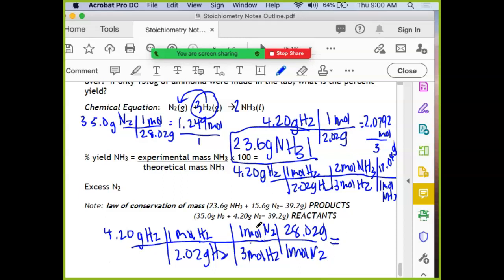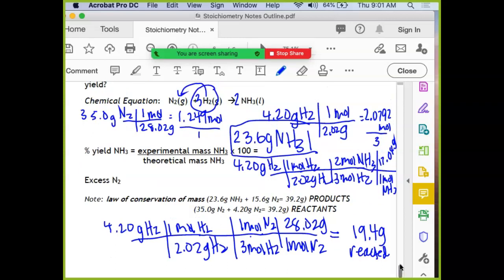Now, be careful. This part right here, I said for every 3 moles of hydrogen that react, 1 mole of nitrogen will react, meaning this number that comes out is how much reacted. That is not the excess. It is reacted. This number is reacted because the stoichiometry right here is based on them reacting. So you find out this number, 4.2 divided by 2.02 divided by 3 times 28.02. And this number is 19.419802 reacted. So how do you get excess?